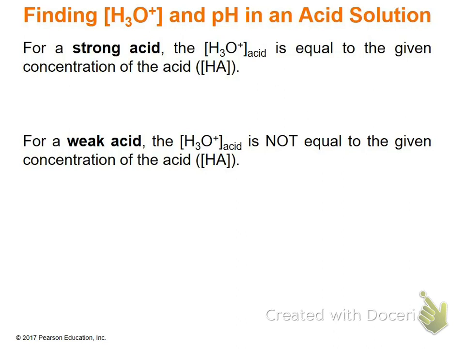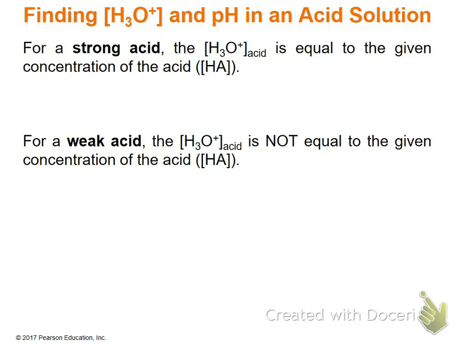Okay, so how do we find the concentration of hydronium ion and ultimately the pH of an acid solution? So remember that the formula for pH is negative log of the concentration of hydronium, H3O+. So for a strong acid, the hydronium concentration is equivalent to the given concentration of the acid, which makes sense because strong acids ionize completely in water. So what that means is that it dissociates into ions 100%.